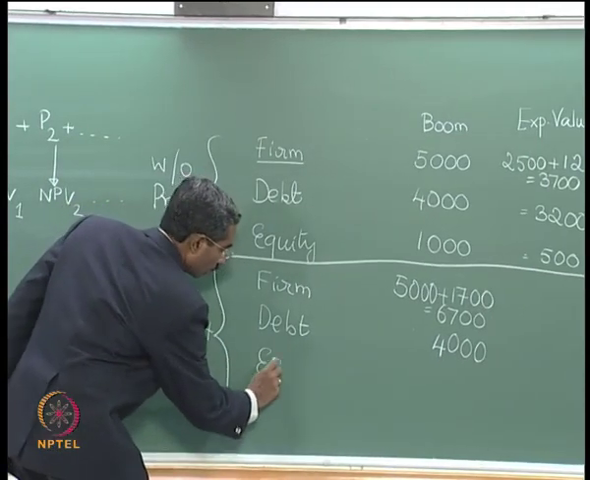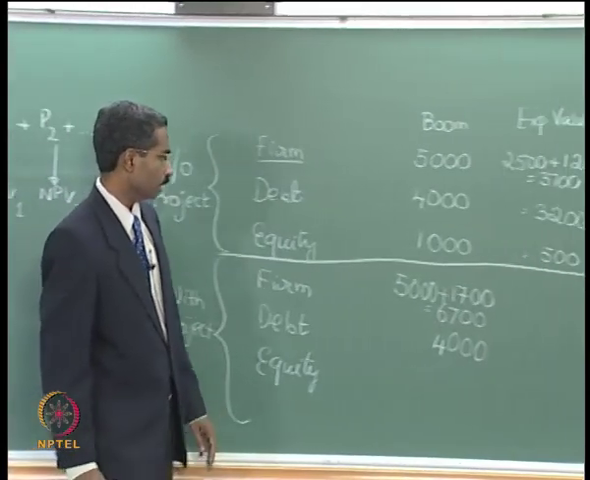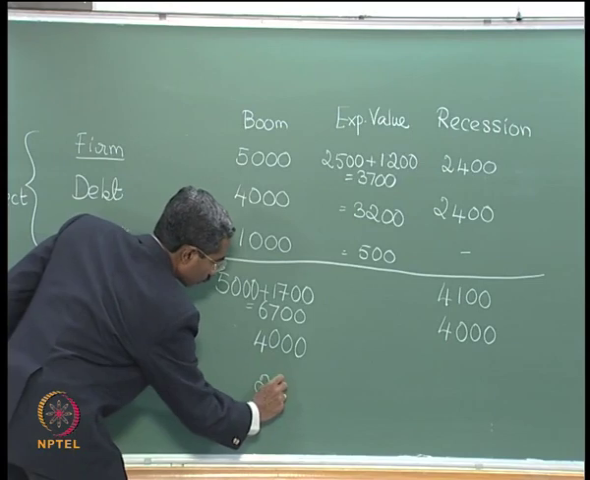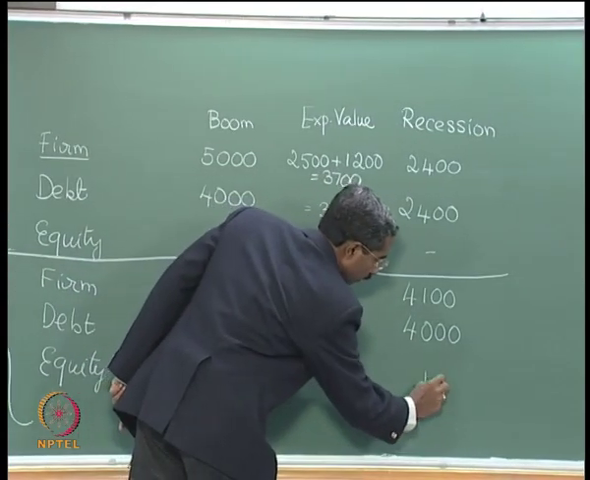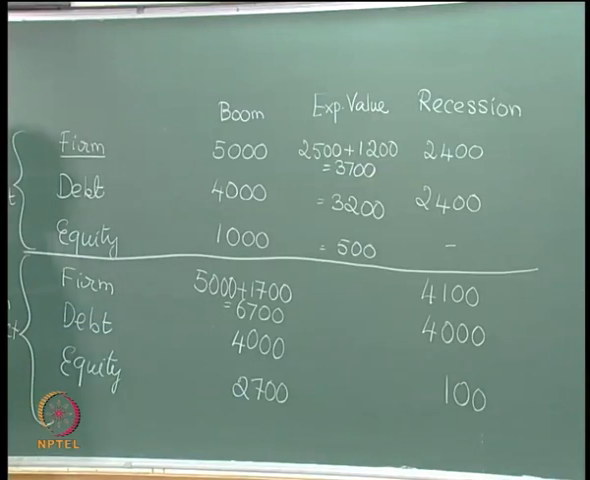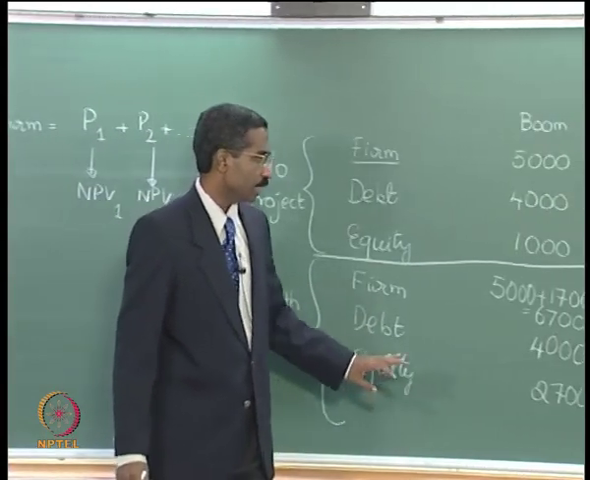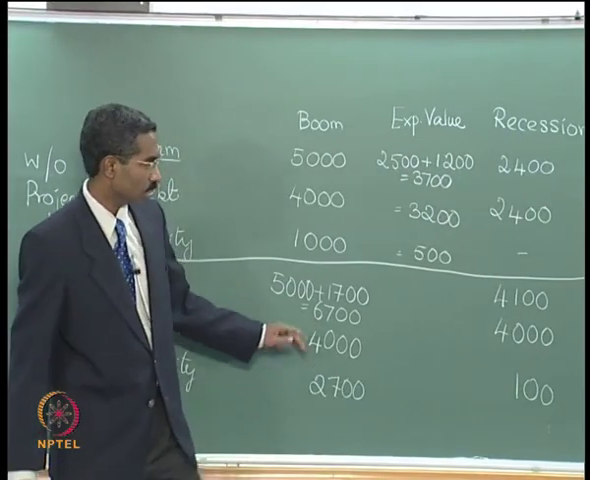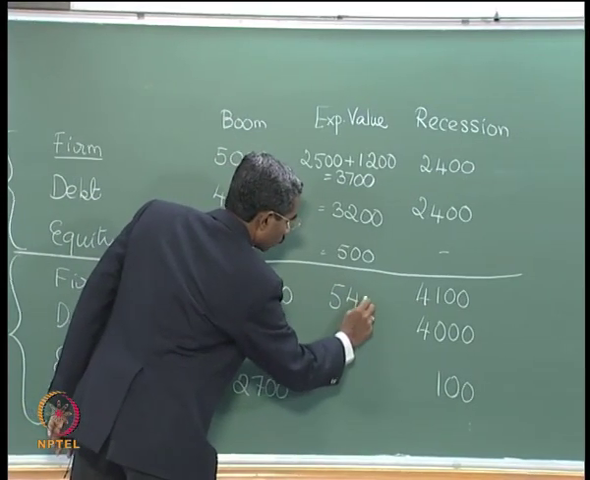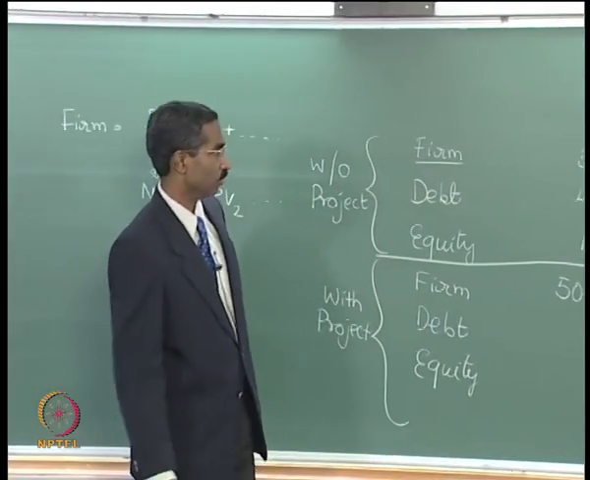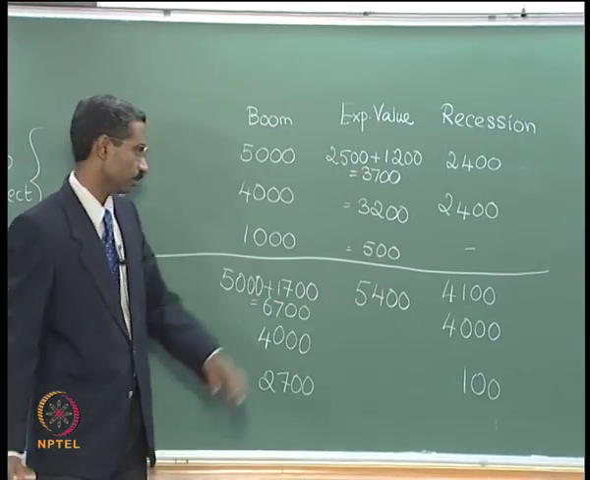Now let us look at what happens in the case of equity. During the boom period, the equity holders will get the residual value of 2,700, and during the recession the residual value is only 100, which is what the equity holders will get. So now let us calculate the expected values for all these three cases. For the firm, the expected value would be half of 6,700 plus half of 4,100. Okay. So this will be 5,400. Essentially if you look at it, the expected value increases by 1,700, so it becomes 5,400.